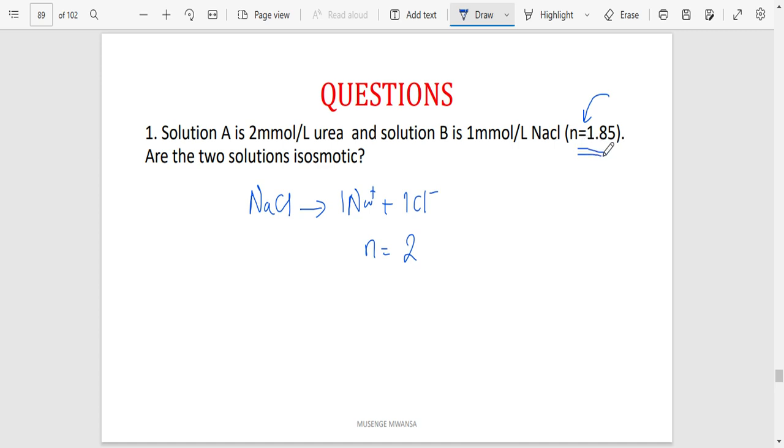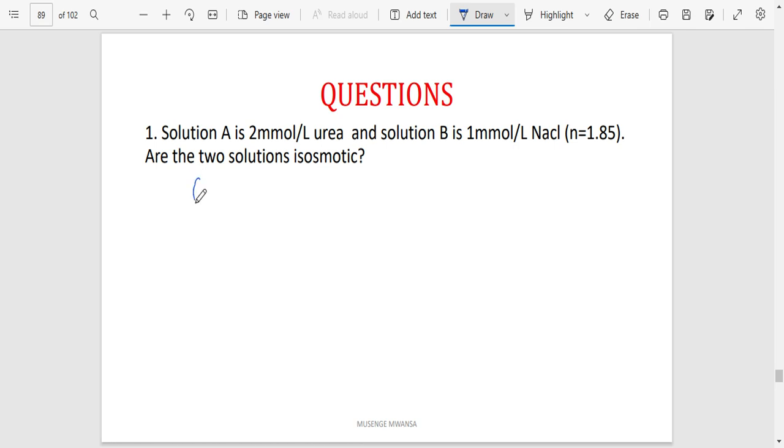Now, for us to be given that N is 1.85, it means that sodium chloride didn't fully dissociate. So N is simply representing how many ions are going to be there when the substance dissociates. Right. So how do we calculate now the concentration? The question is, are the two solutions isoosmotic? Isoosmotic means we just want to determine if they have the same concentration. So let's first determine the concentration of the first one. How do you find that?